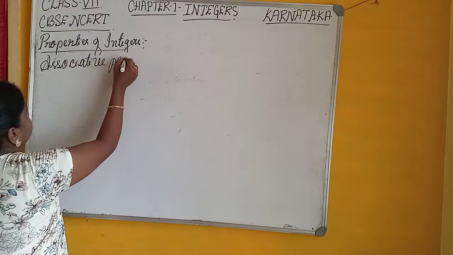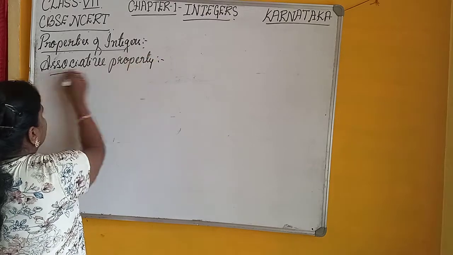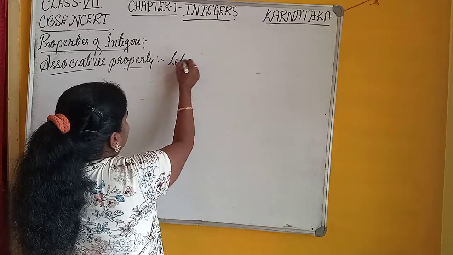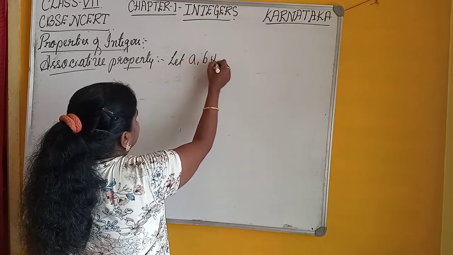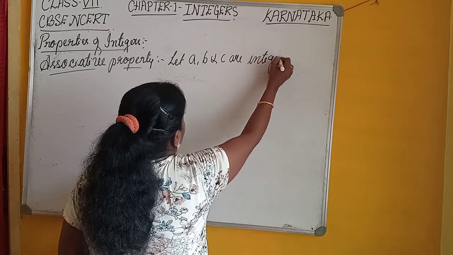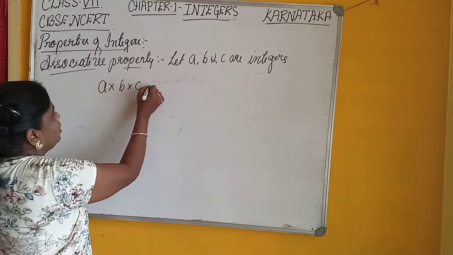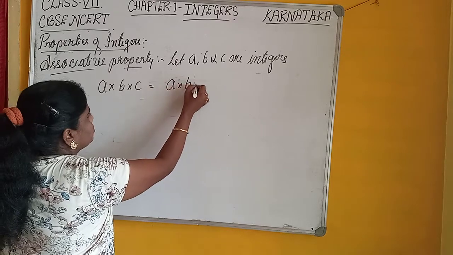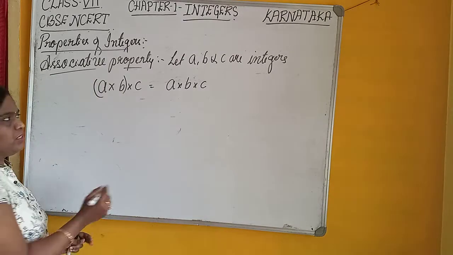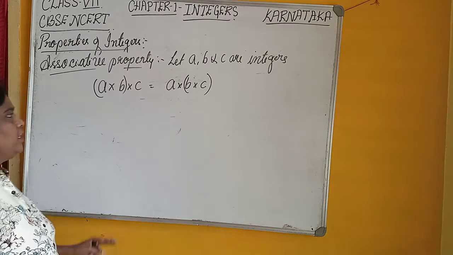Associative property. For this, consider three integers A, B and C. You multiply A into B into C in any order. Here we are taking the first two integers, and here, of the three integers, we are taking the next two integers.